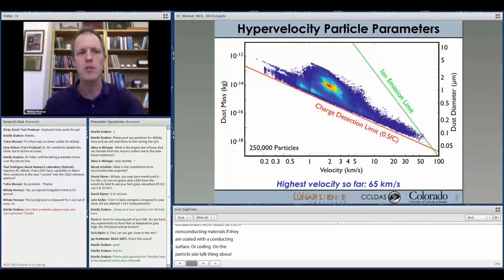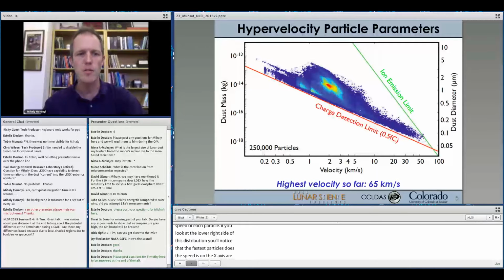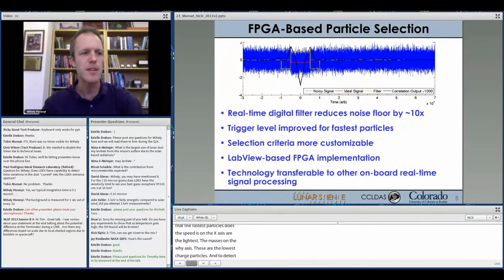The next slide shows a distribution of the particles that are launched out. So during a run, we down-select the population to any subset of this distribution based on the charge and the speed of each particle. And if you look at the lower right side of this distribution, you'll notice that the fastest particles, the speed is on the x-axis, are also the lightest. The mass is on the y-axis. And these are also the lowest charged particles.